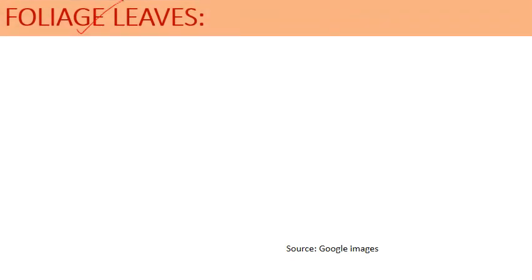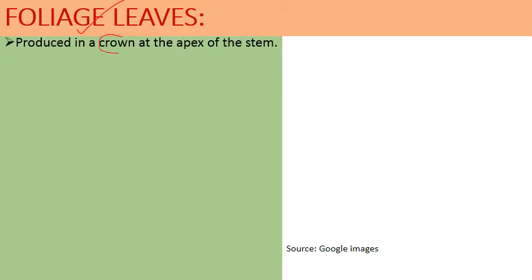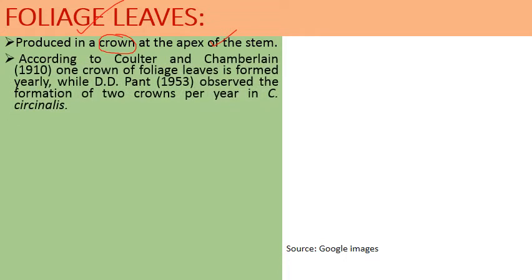Next comes foliage leaves. These are large, pinnately compound leaves, produced in a crown at the apex of the stem. ये stem के apex में present होती हैं in the form of crown. According to some workers like Coulter and Chamberlain in 1910, only one crown of foliage leaf is formed in a year. एक year में एक ही crown बनता है foliage leaf का.